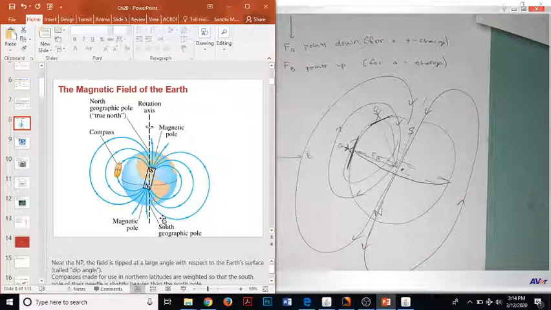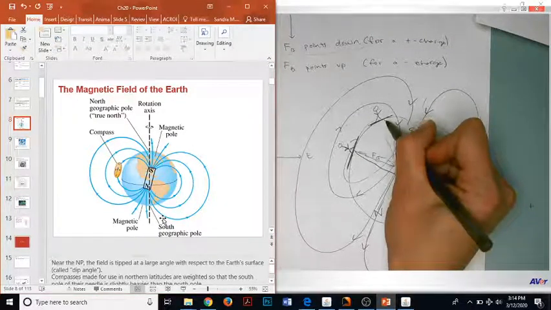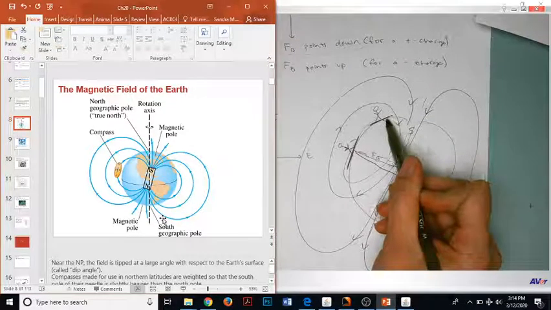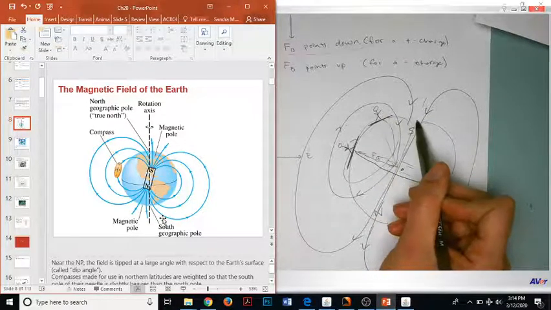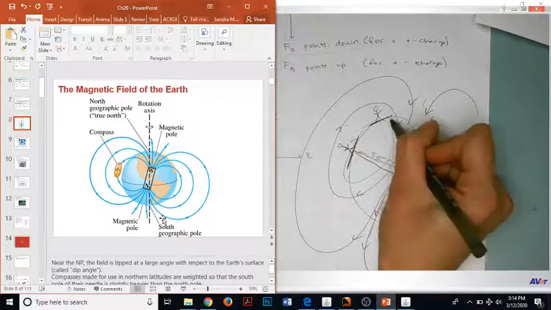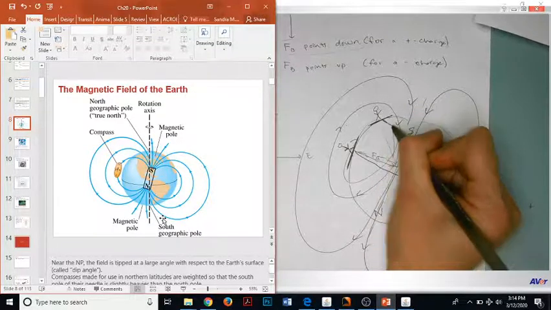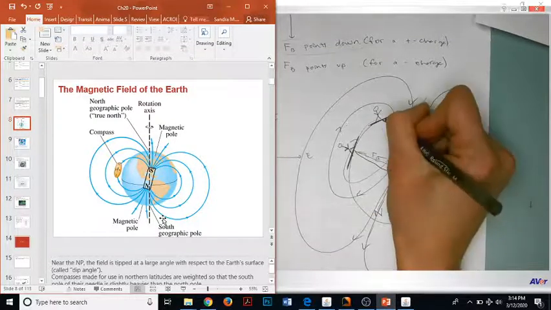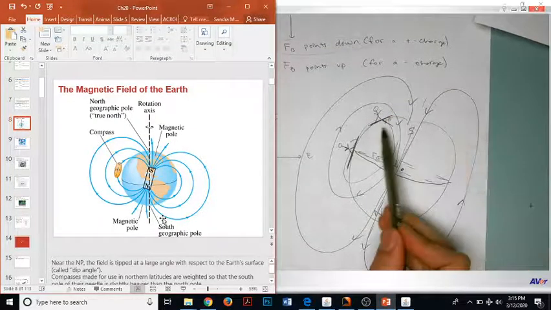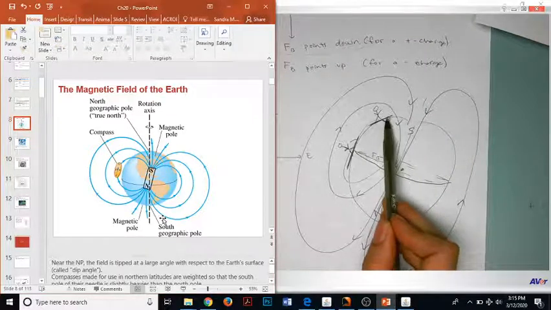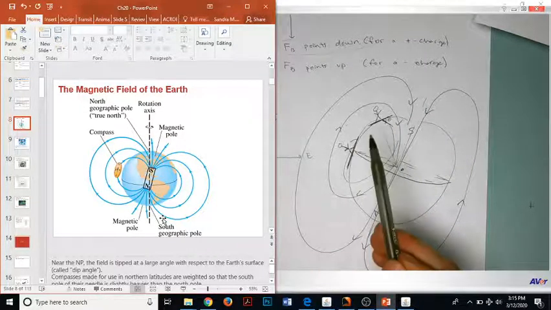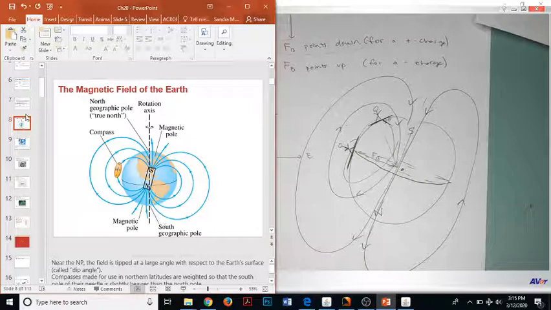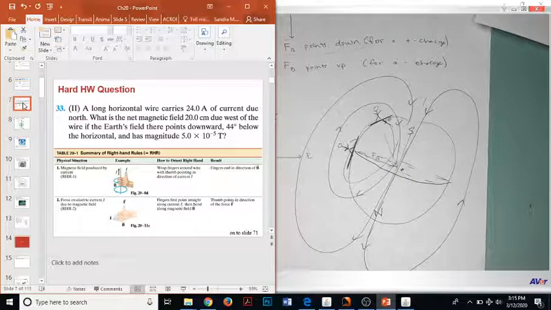But if she is holding a compass, you see that Earth's magnetic field has a component that points north in the direction of the North Pole, but it also has a component that points straight down into the ground. And this angle here, the angle that Earth's magnetic field makes with the horizontal, is the dip angle. So this question is asking you about a dip angle. So let's come back to the question.